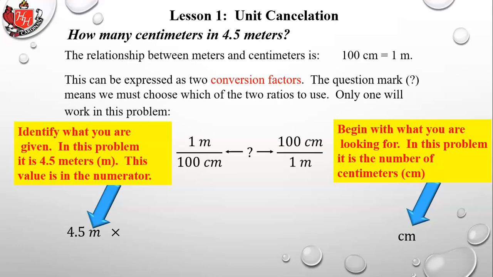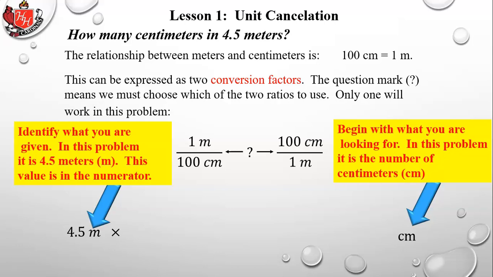So the relationship between meters and centimeters is 100 centimeters equals 1 meter. This can be expressed as 2 conversion factors. 1 meter for 100 centimeters or 100 centimeters for every 1 meter. The question mark means that we must choose which of these two ratios to use. Only one will work in this problem. So again, they're both true statements, but which one are we going to choose?